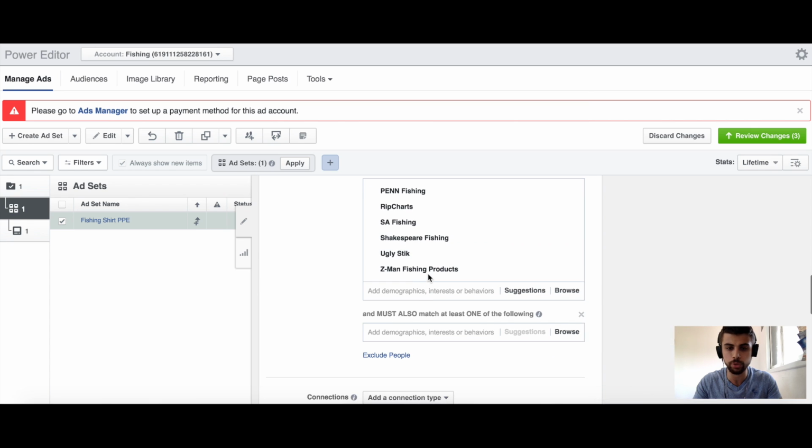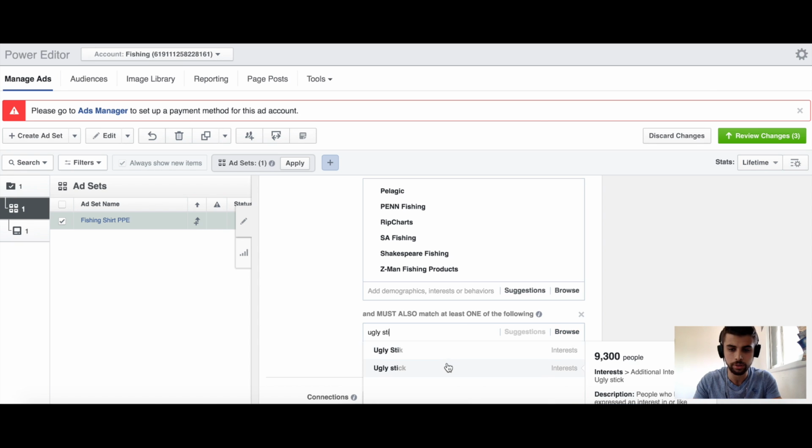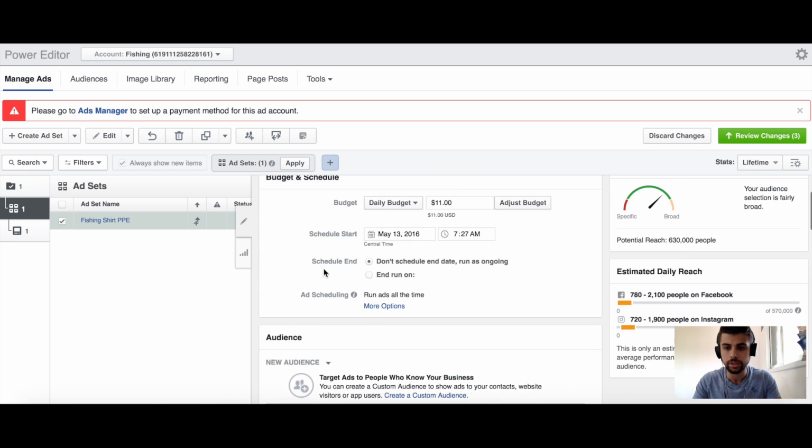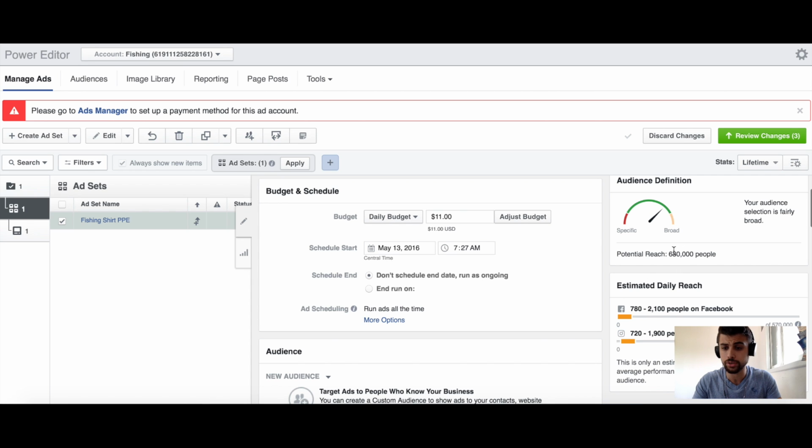Here, ugly stick is 1.1 million. Okay, so we're gonna remove that, and we're gonna put it here. Okay. Now we're down to 630,000 people.